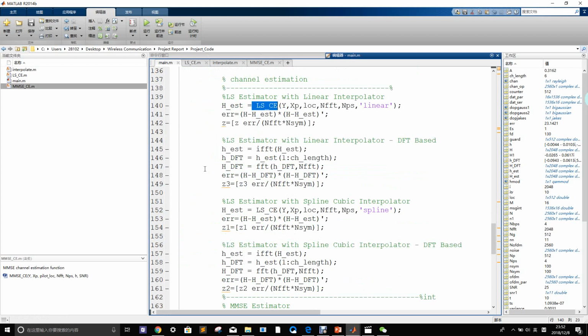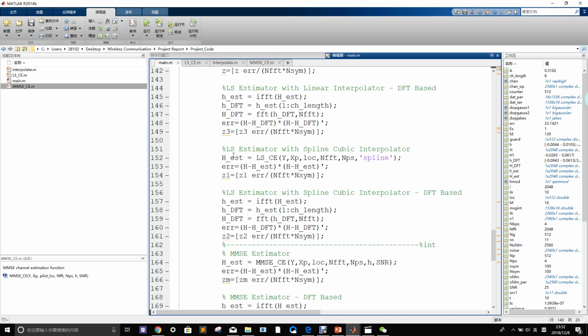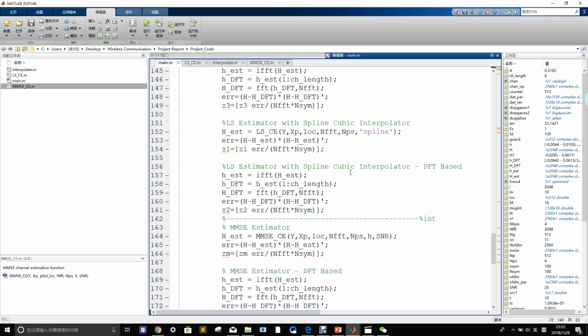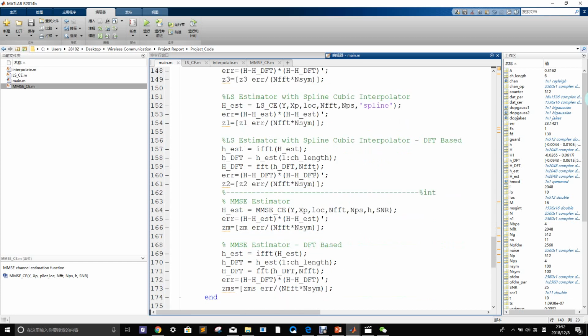This part is the LS estimator with linear interpolation. And this one is the LS estimator with spline cubic interpolation. And this one is also the LS estimator with spline cubic interpolation. These two are different because this part is DFT based, and this is not based on DFT.